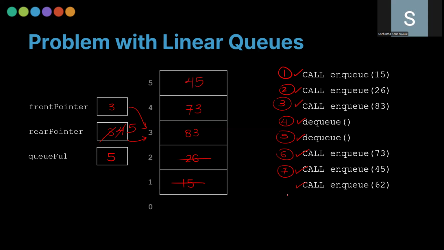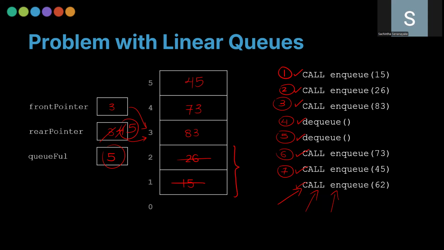But now, what happens to this operation? Call enqueue 62. Now, rear pointer and queue full are both equal, which is the condition under which we know that our linear queue is full. But honestly, if you think about it, do we not have space at the front where this 62 would have possibly been added?